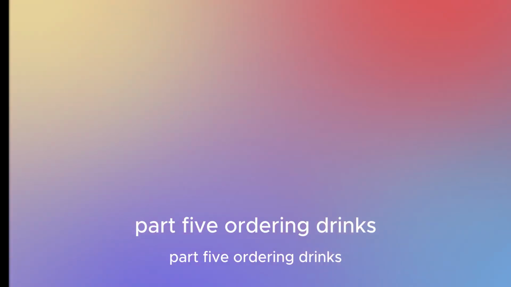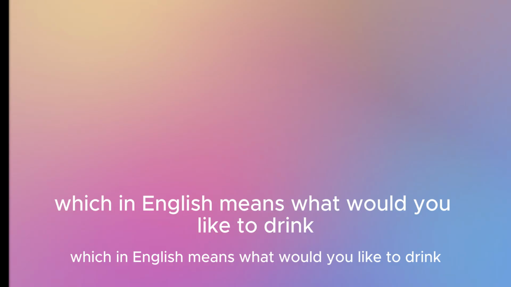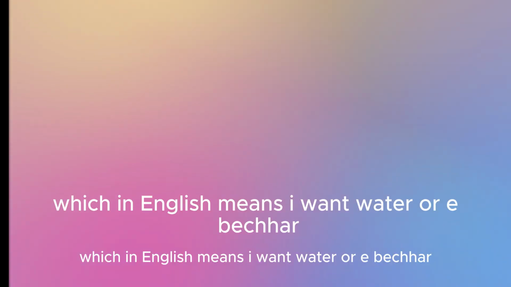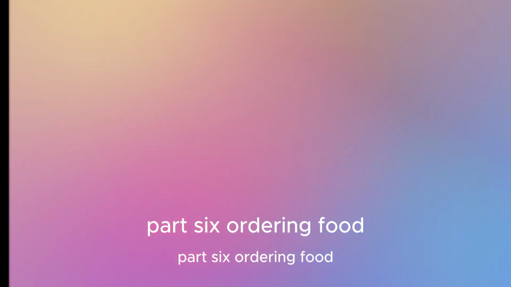Part 5. Ordering drinks. The server may ask 要喝什么? which in English means what would you like to drink? You can respond 我要水, which in English means I want water, or 一杯茶, which in English means one cup of tea.